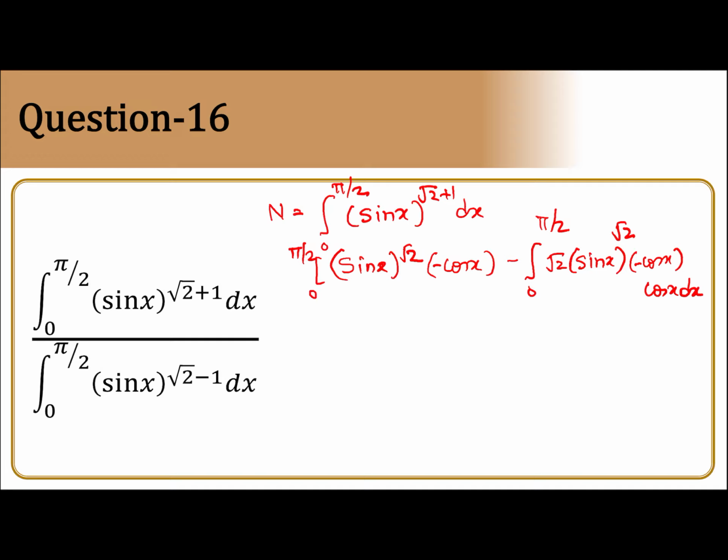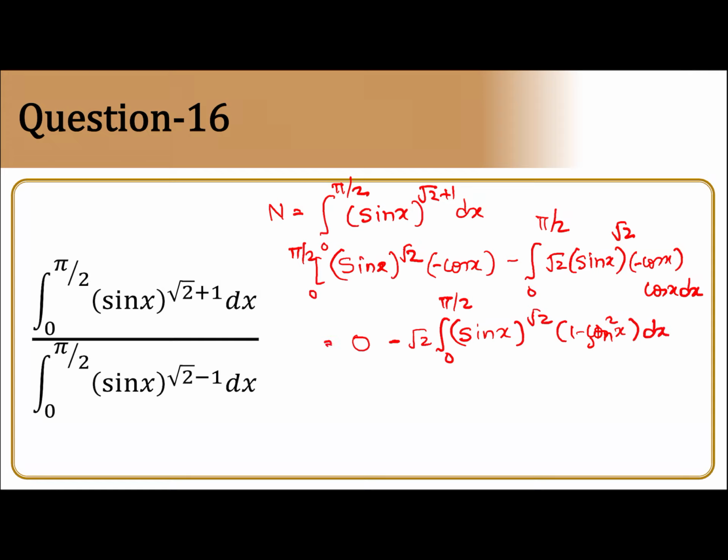So if we substitute this value here, at pi by 2, sin pi by 2 is 1 but cos pi by 2 is 0. If you put 0, sin 0 is 0. So this becomes 0. You get minus root 2, the integral from 0 to pi by 2 of (sin x) to the power root 2 into cos square x, and cos square x we write as 1 minus sin square x dx.